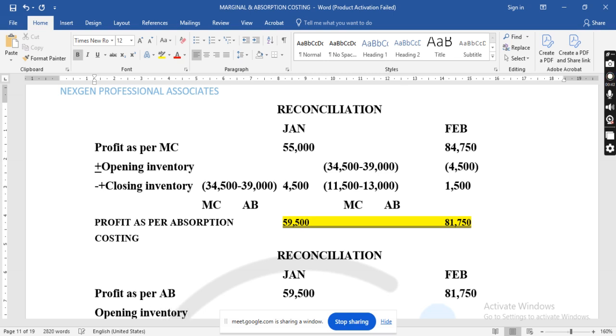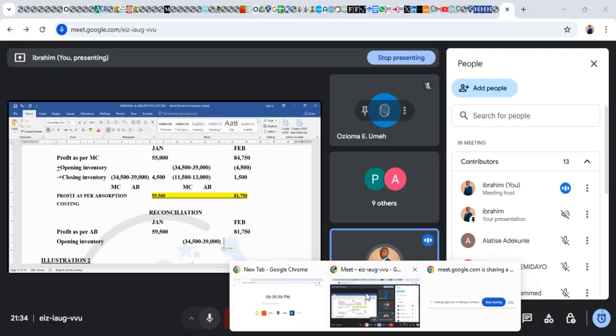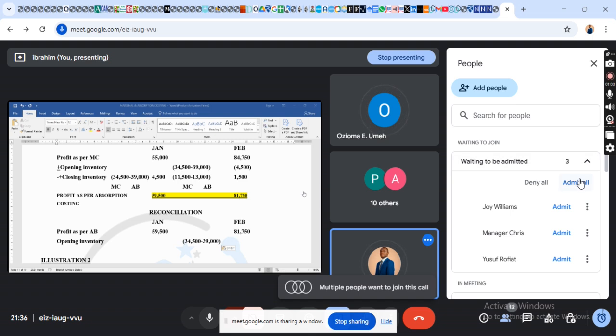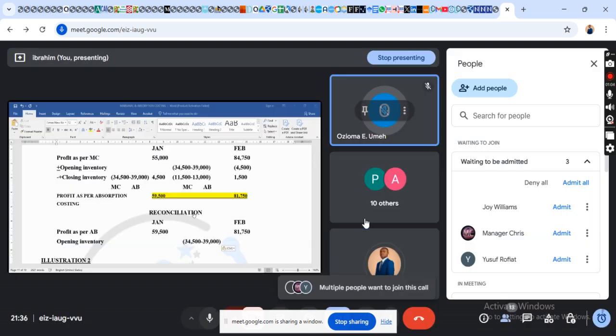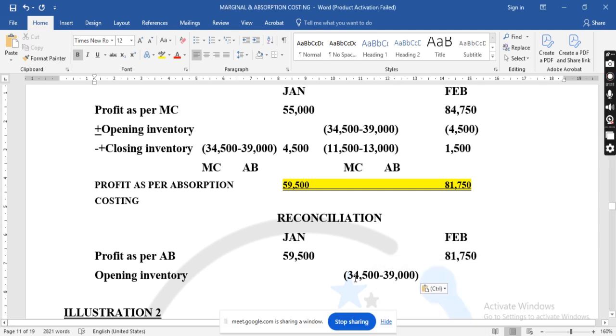We don't have opening inventory here, so we go to February. You can see the opening here. Let's just copy this, but we'll rearrange it because we are starting from profit as per absorption costing. So this should come first.